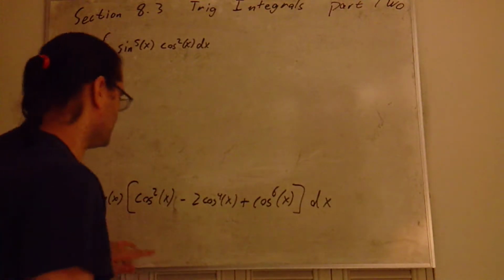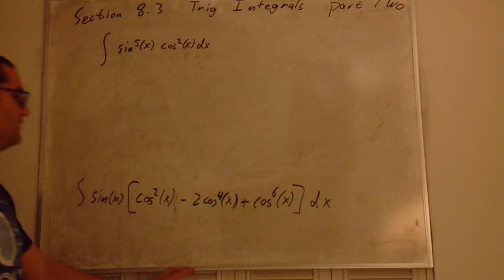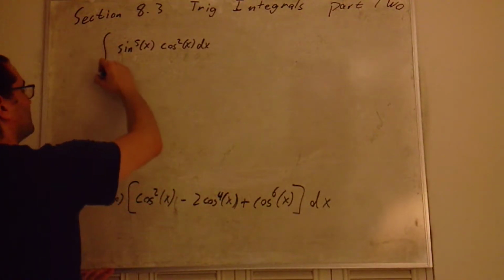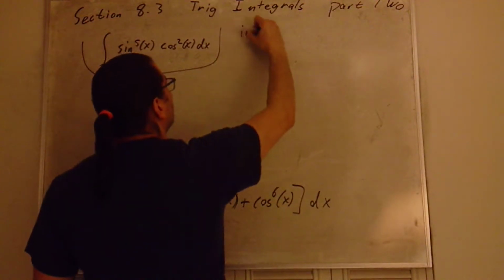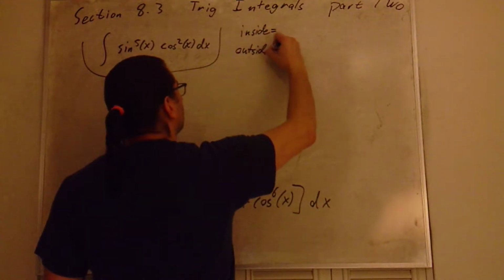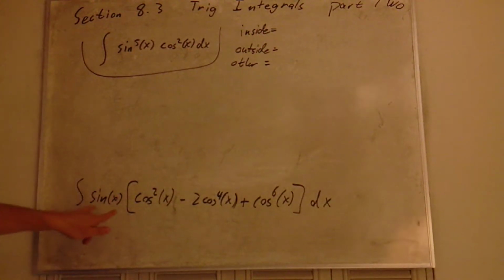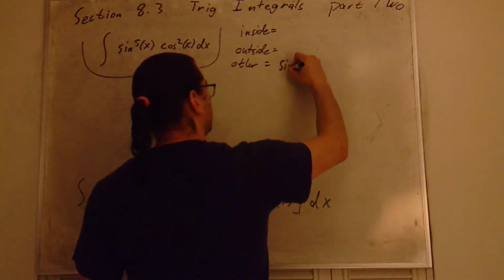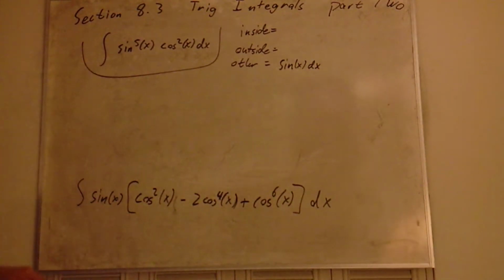So looking at this, I erased a little too much maybe. We need an inside. I should have erased this as well. That's fine. I need an inside and an outside and an other. The other is definitely going to be the sin x dx by design. That was our goal the whole time. That's why we did all this algebra.